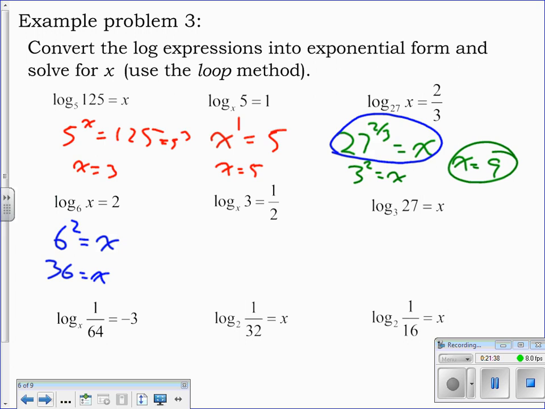What's my base on the next one? X. So I have x to the 1/2 power is equal to 3. Interesting. What does it mean to be the 1/2 power? That means I'm taking the square root, right? Square root of x is equal to 3. How do I get rid of a square root? Square both sides. So x equals 9.